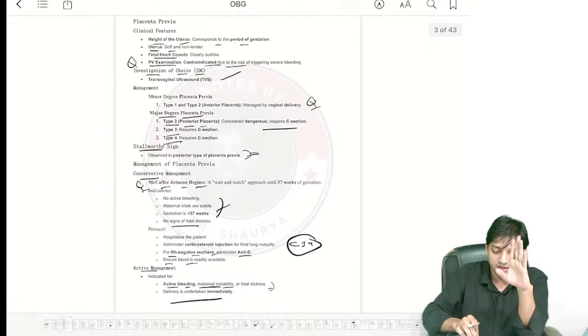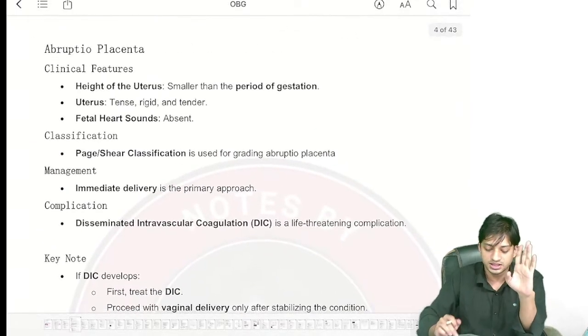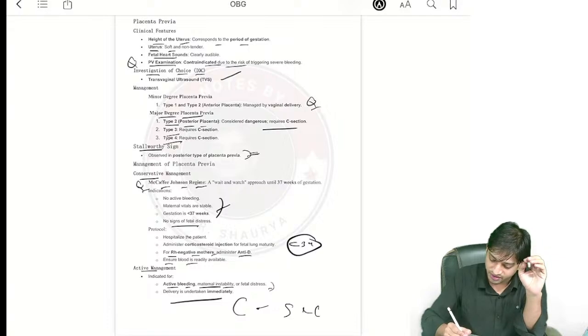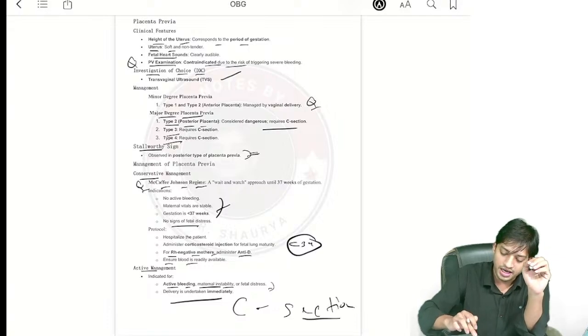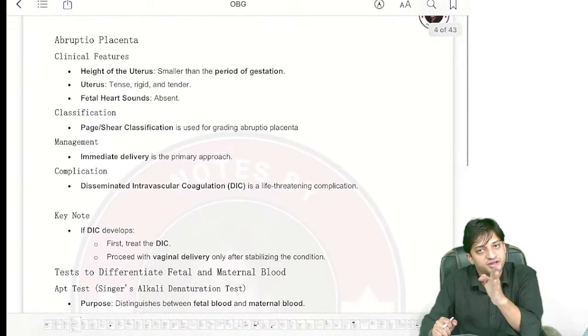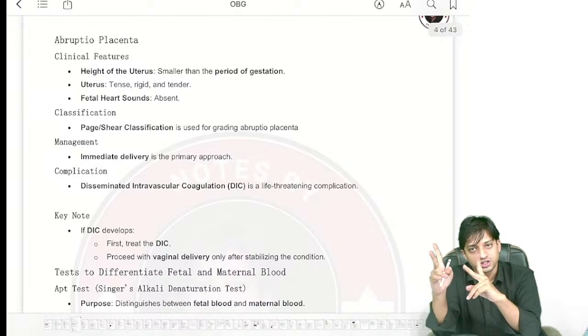In active management, immediately you have to go for delivery and go for what? The C section, cesarean section, right? We have discussed this. Now, I hope we have discussed the placenta previa, low-lying placenta, type 1, type 2 anterior type, where a normal vaginal delivery trial can be given, and type 2 posterior and other types. You have to go for cesarean section.